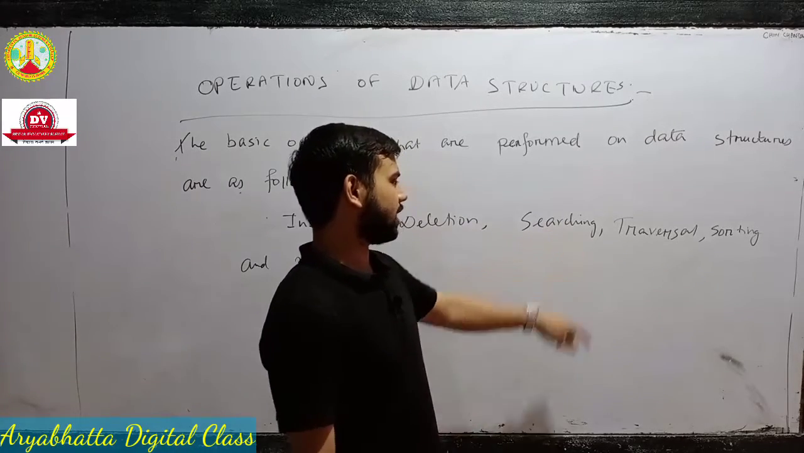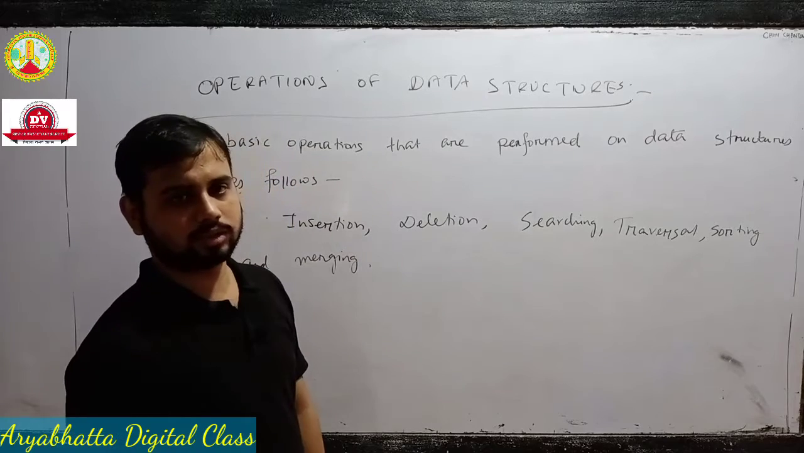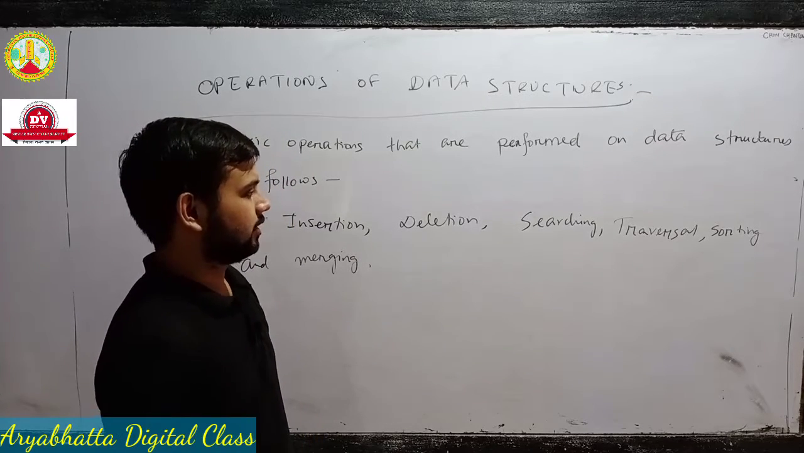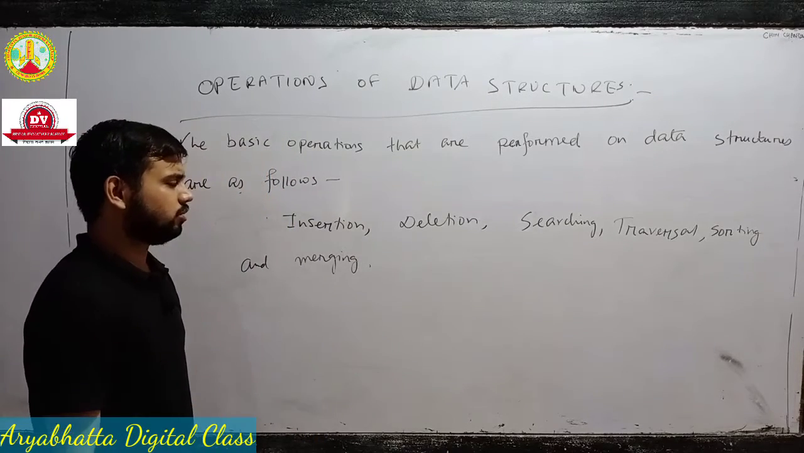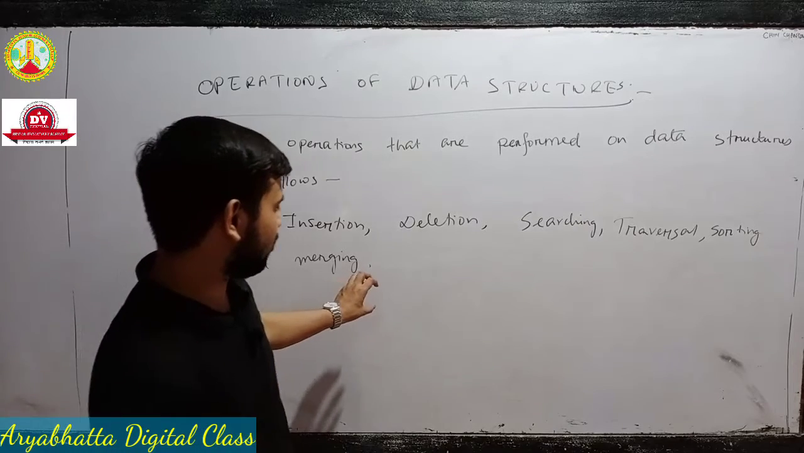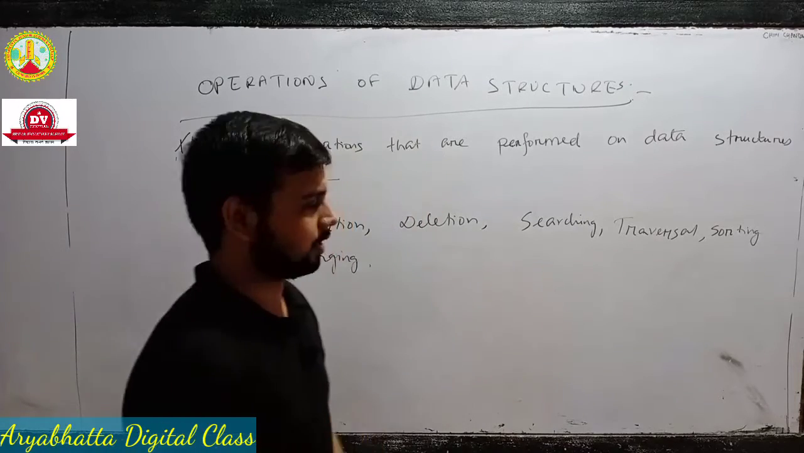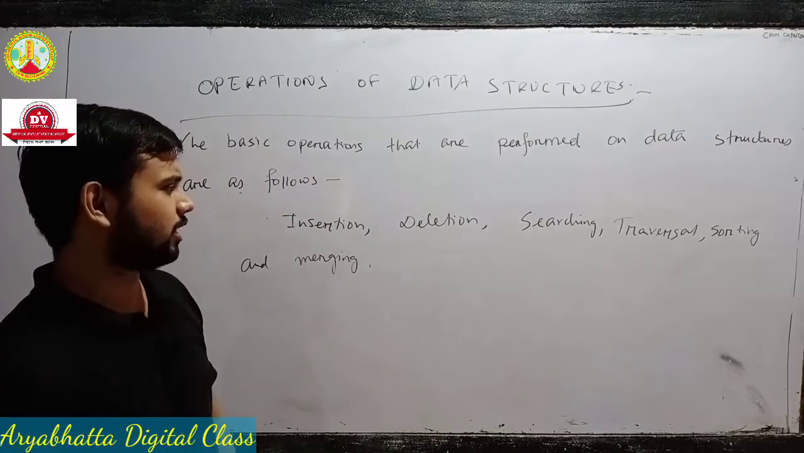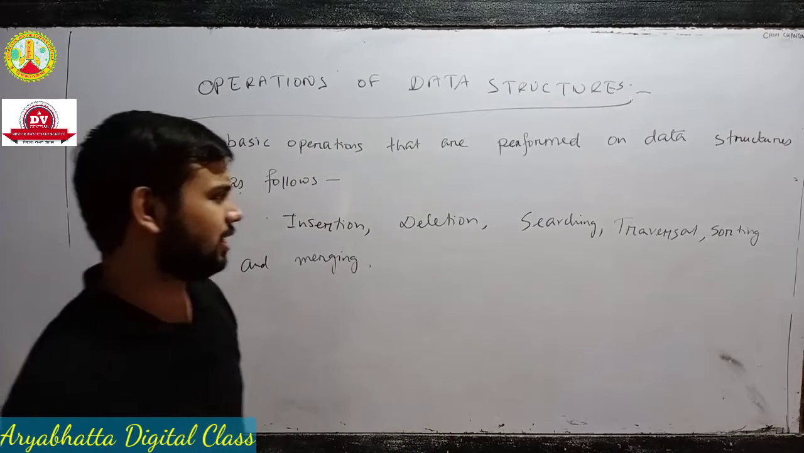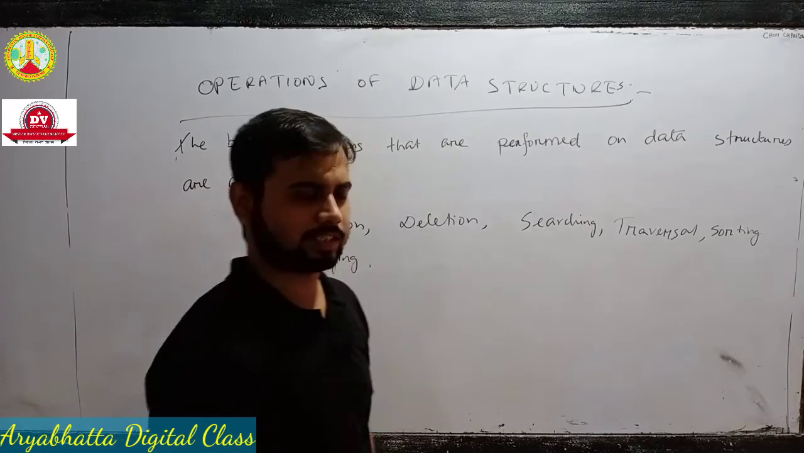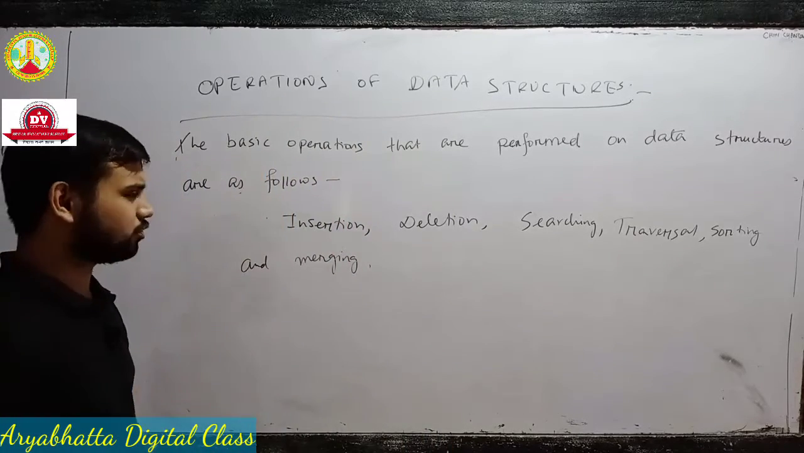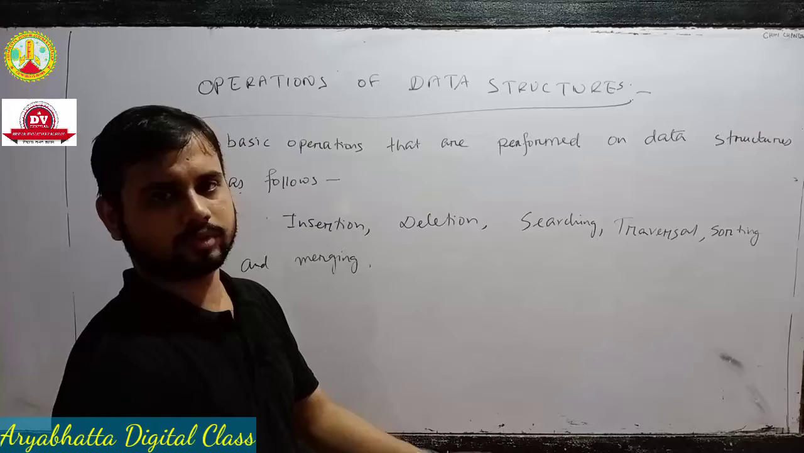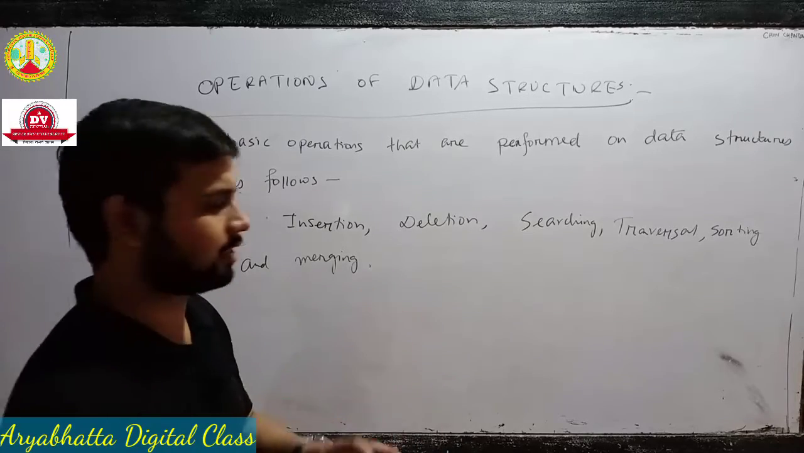Searching means we have to search for the required element in an array. Traversal means we have to see the order, in which order, like in order, pre order, post order. Sorting means it is arranged in an organized way, either ascending or descending. And merging means we have to merge some elements, or merge some arrays.